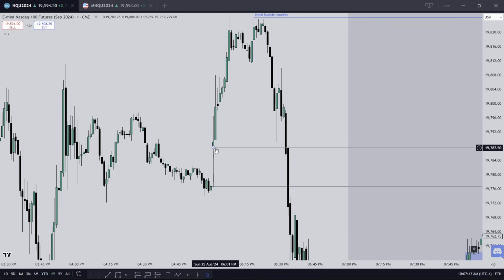Okay, that forms every day except for Friday, because when we close on Friday, open on Sunday, that's a new week opening gap. But this right here is your new week opening gap actually, because we close here on Friday, we open here on Sunday. So this is your new week opening gap.